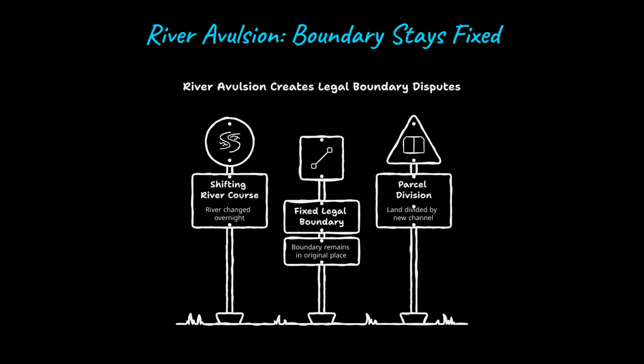Imagine a parcel whose boundary runs with a riverbank. A violent flood carves a new channel overnight. The river has moved, but the legal boundary has not. It remains fixed at the pre-flood channel, regardless of where the water now flows.